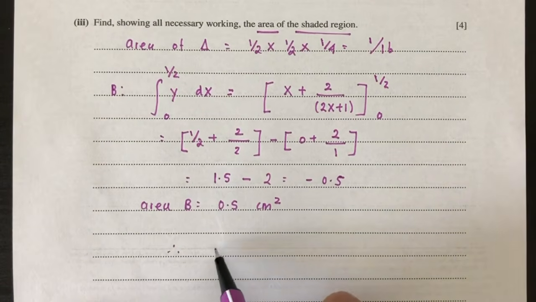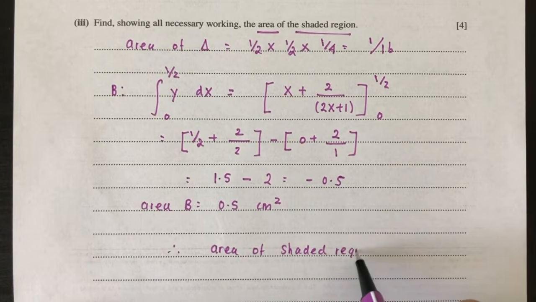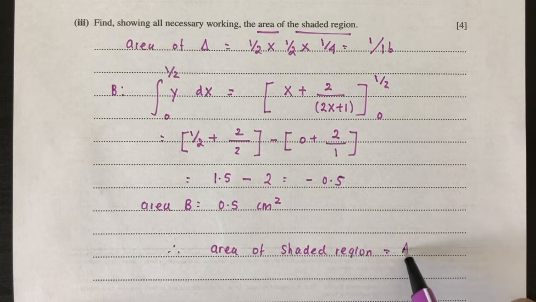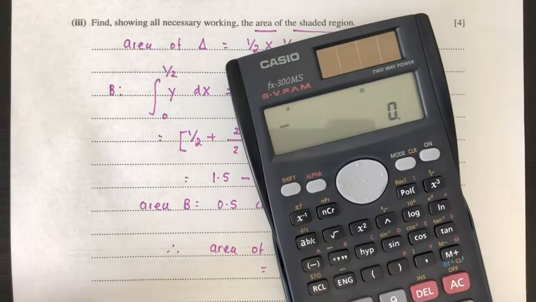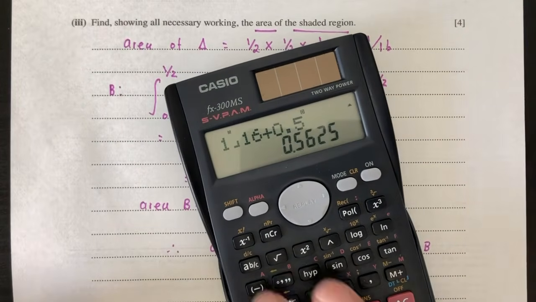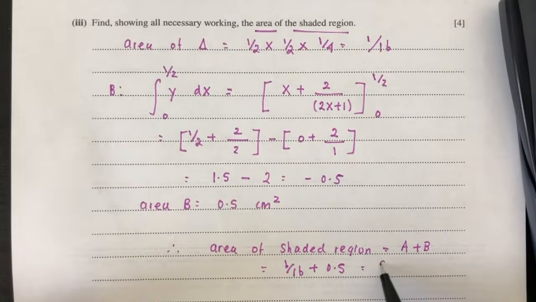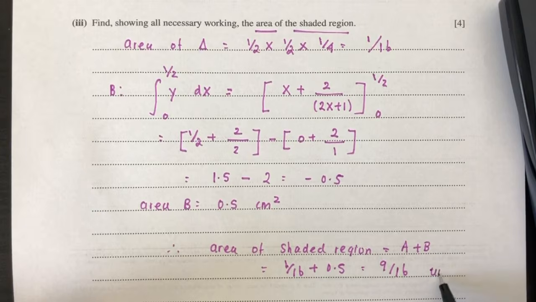Now, area of shaded region is equal to area of A plus B. Area of triangle is equal to 1 over 16 plus 0.5. Let's see what we have. That will be 9 over 16 units square.